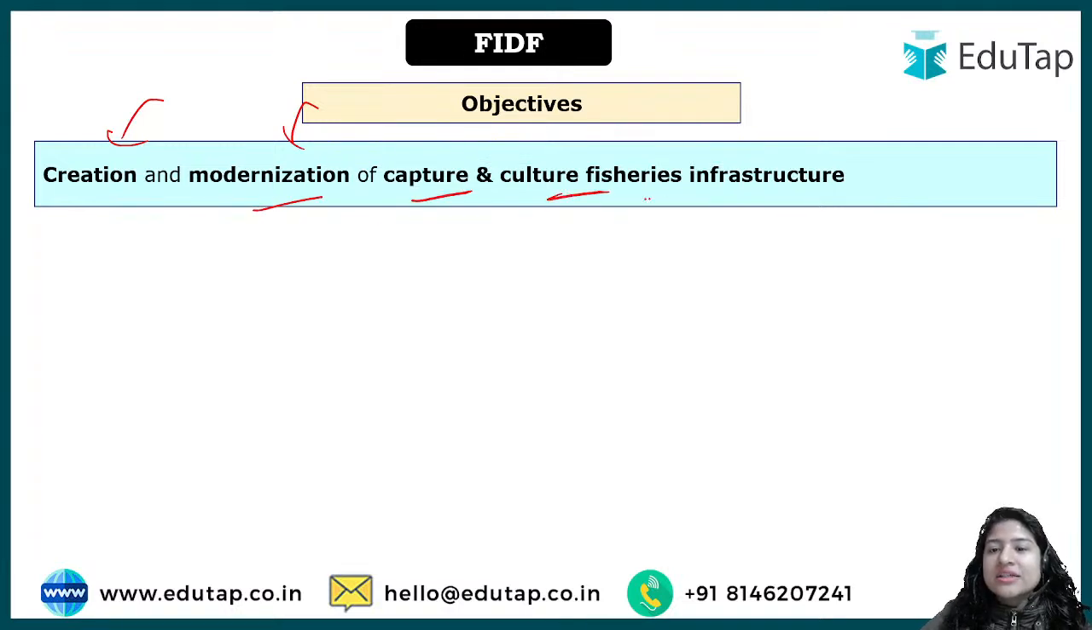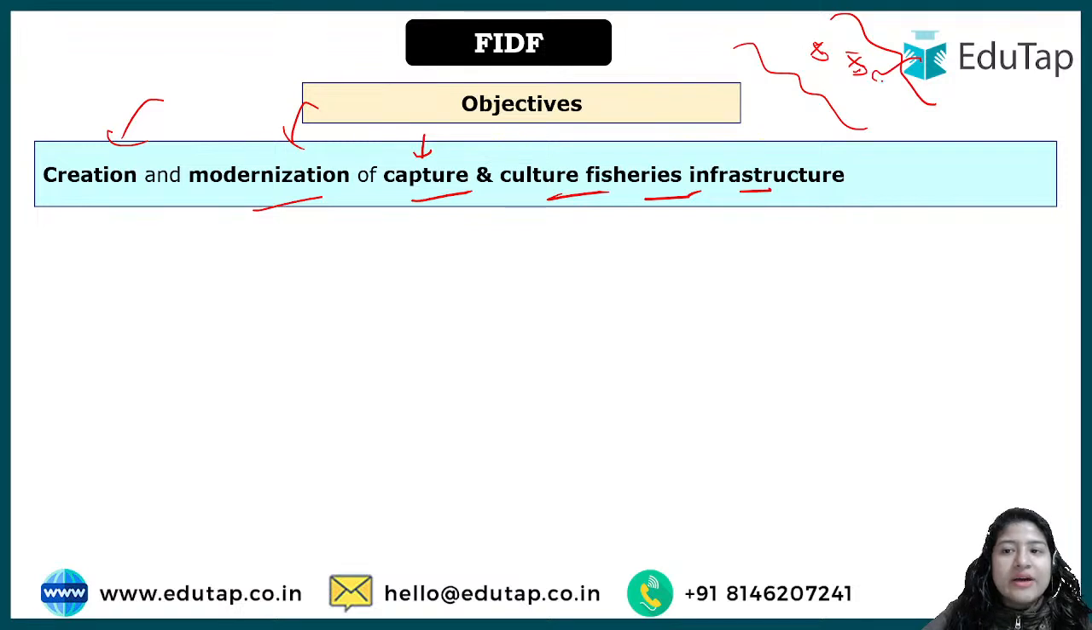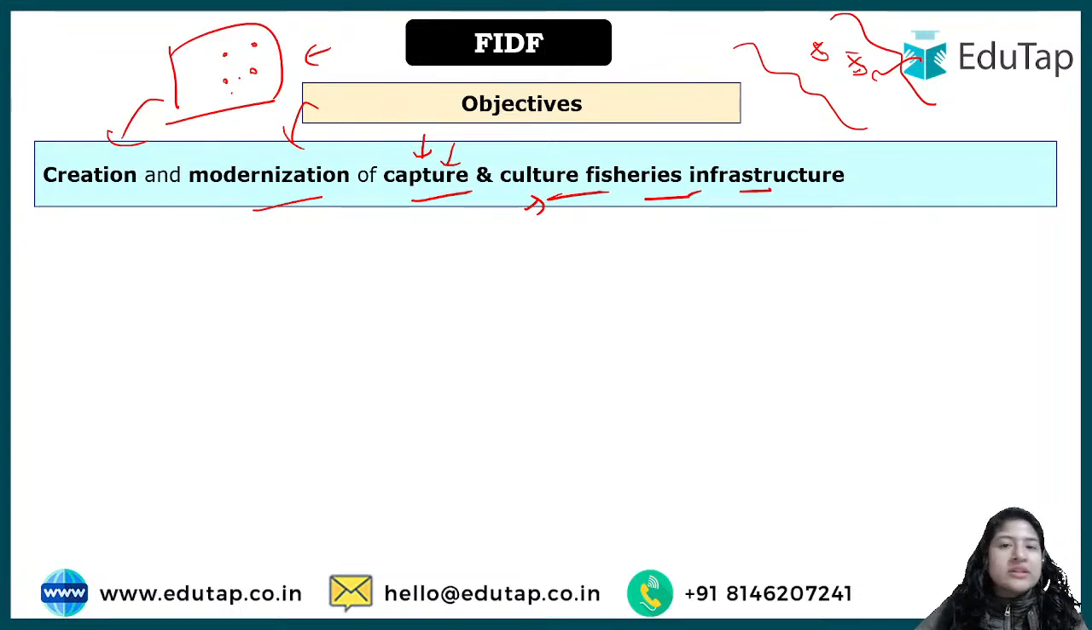Of capture and culture fishery infrastructure. Now what is this capture and culture? देखो, capture fisheries are those where the fish or the organism has been captured from the natural environment. For example, if this was a river flowing, we know in a river fish flow, right? So if a farmer is capturing these fishes from the natural environment, this is known as capture fisheries, right? What is culture fisheries? If the farmer has artificially created a pond and has artificially added seeds of fishes, artificially means manually by themselves, not in the natural way.